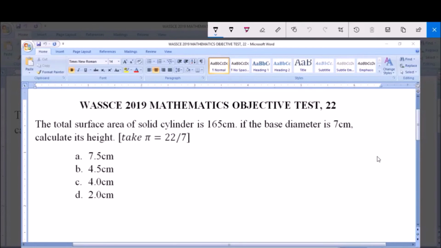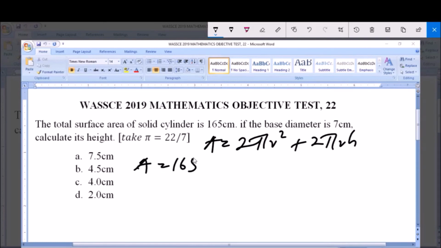Now, the formula for finding total surface area is A equals 2 pi r squared plus 2 pi r h. This is the formula for finding it. We have that our total surface area is 165. The diameter is 7, meaning the radius is 7 over 2, and our pi was estimated to be 22 over 7.